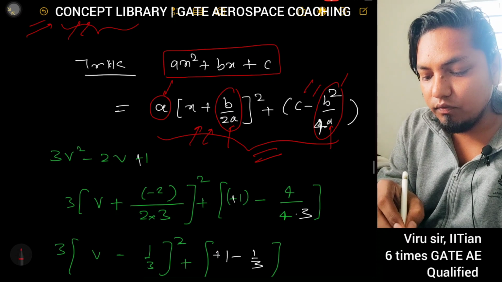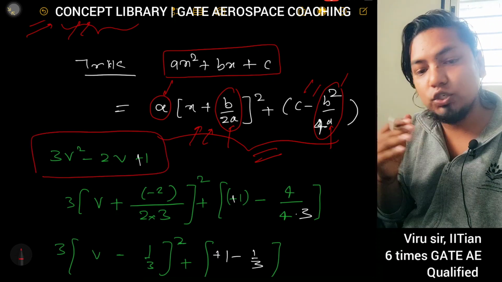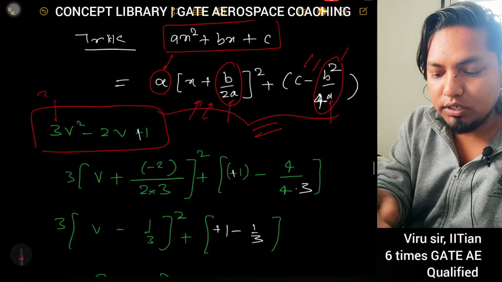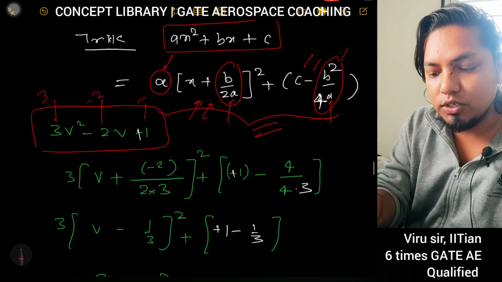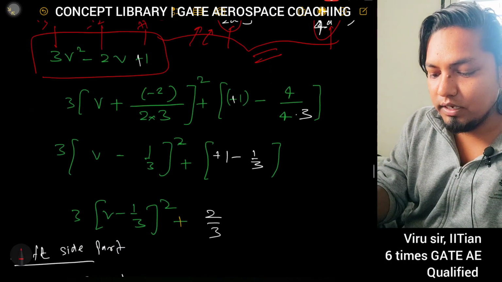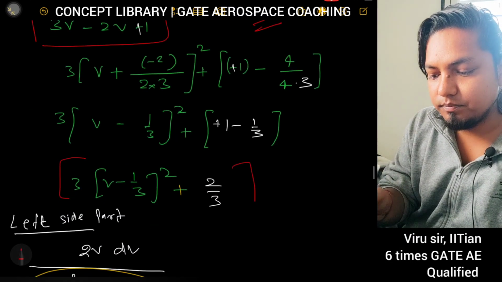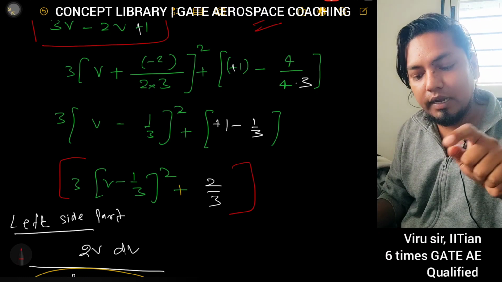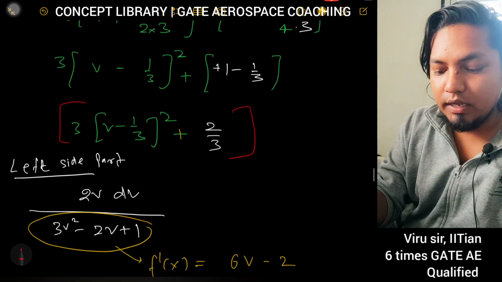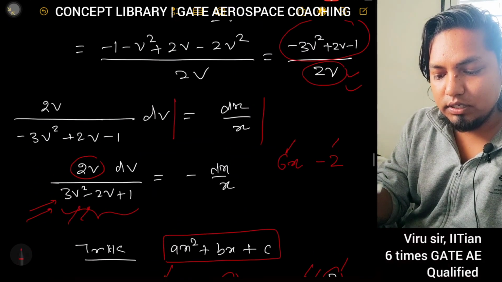For example, we have 3v square minus 2v plus 1, right? Now this part, what is my a value? 3. What is my b value? Minus 2. What is my c value? Plus 1. Okay. Now this a, b, c, if I substitute in the above equation, then it will take this format. 3 bracket v minus 1 by 3 whole square plus 2 by 3. Okay, fine. Again focus here left side.